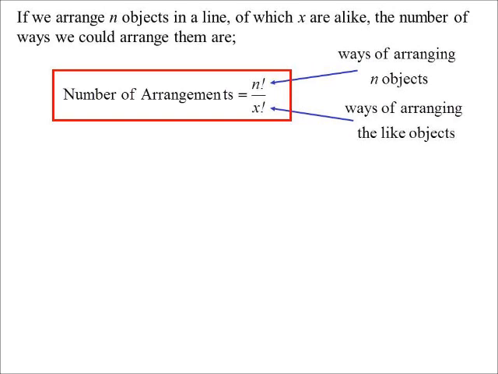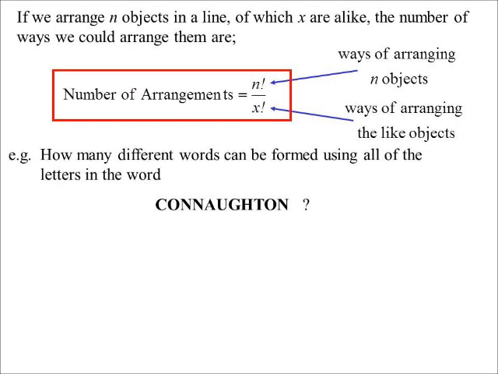So now we can have some fun. How many different words, and remember as far as we're concerned, nonsense words are words, using all the letters in the word Knorton. Knorton. Actually a surname of a student I taught many years ago, but it's great. Look, you've got some N's in there, you've got some O's. So how many letters have we got all up there? 1, 2, 3, 4, 5, 6, 7, 8, 9, 10, 11.